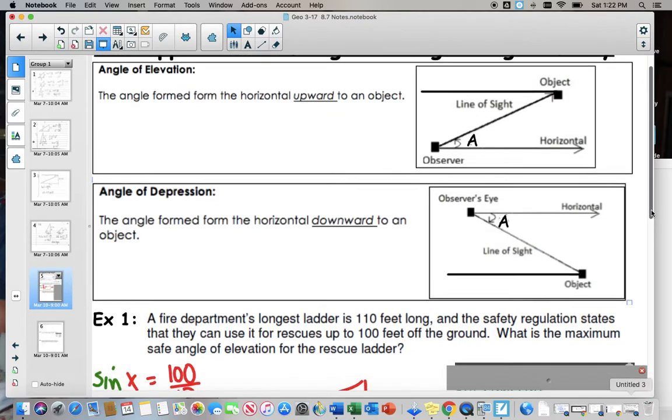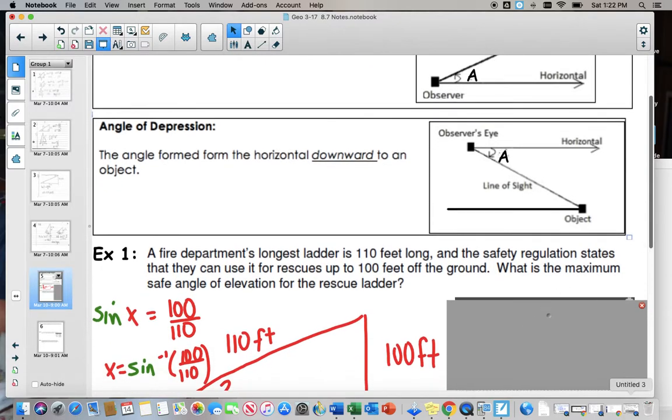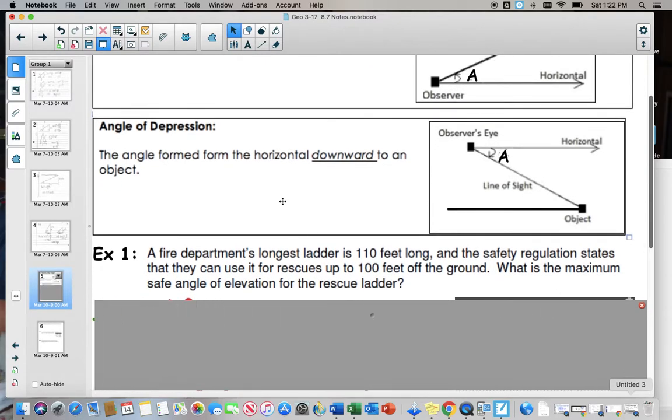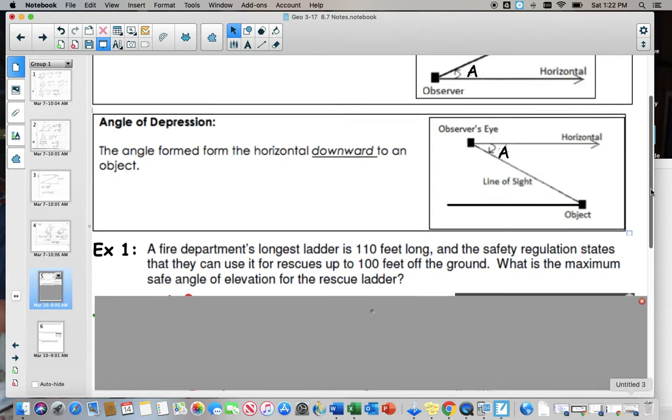Okay, so let's try to do this problem over here. A fire department's longest ladder is 110 feet long, and the safety regulations state that they can use it for rescues up to 100 feet off the ground. What's the maximum safe angle of elevation for the rescue ladder?